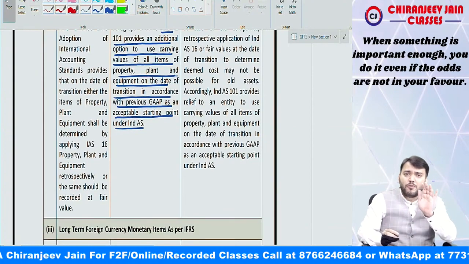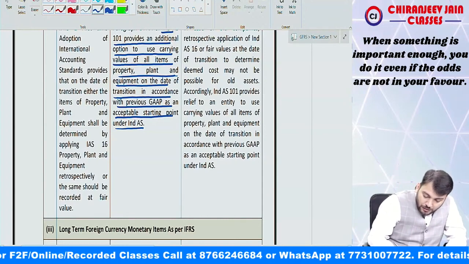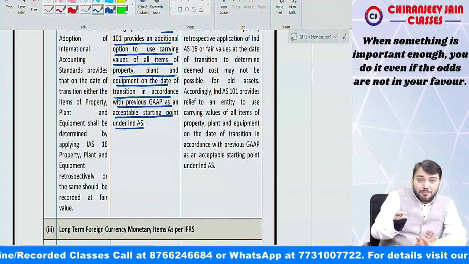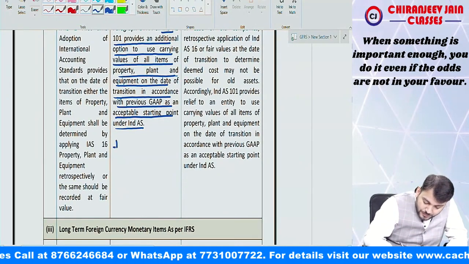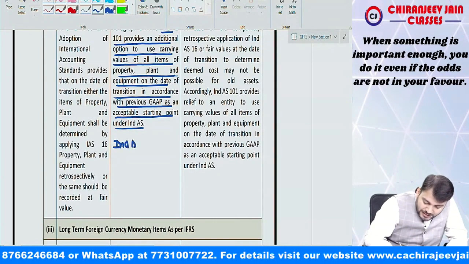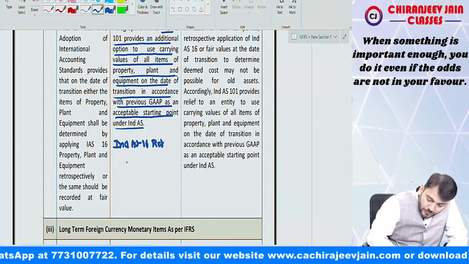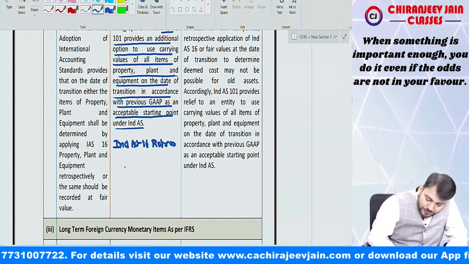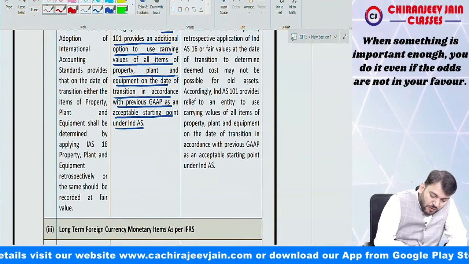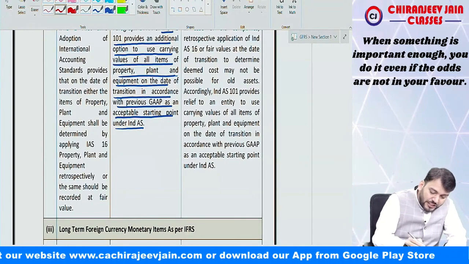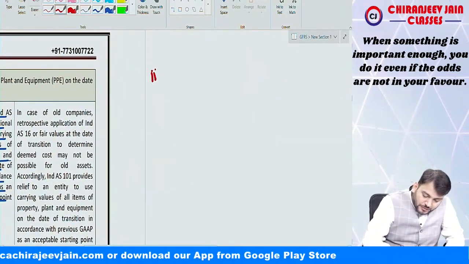Means what is the voluntary exemption? Key for recognizing PP on the date of transition, either they can apply Ind AS 16 retrospectively. I'm writing this side. Means what Ind AS 101 says. This is point number 2. What Ind AS 101 says?